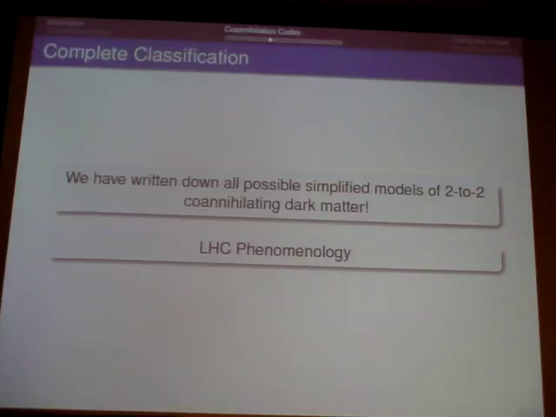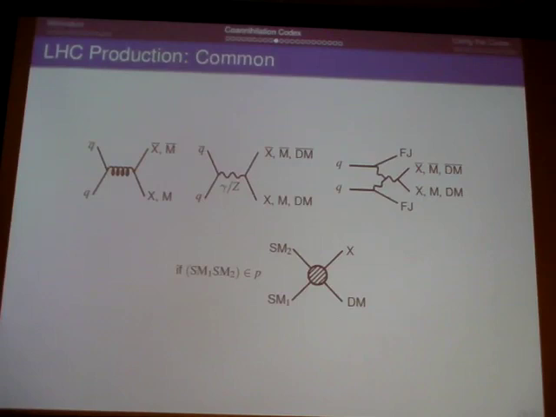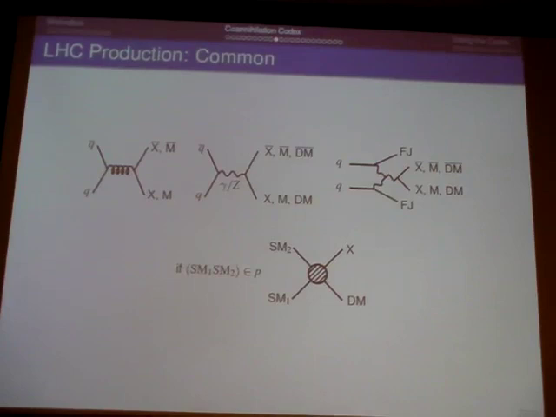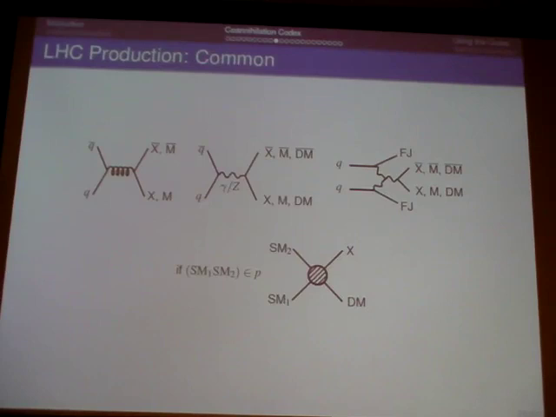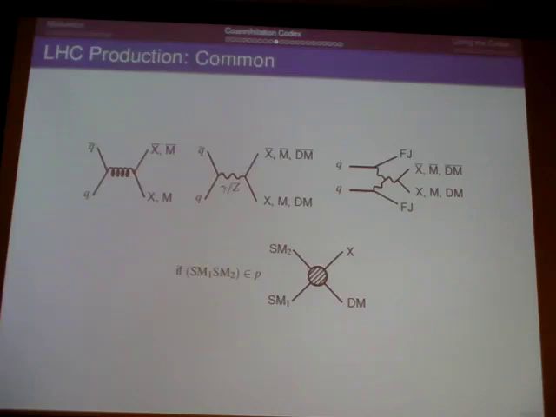Okay, so LHC phenomenology. We have this set of models where we have dark matter, X, and a mediator, in S-channel or T-channel. But straight away, without specifying which model we're looking at, we know that we can produce the X, the dark matter and the mediator. There are some common production mechanisms, that's what I'm trying to say.